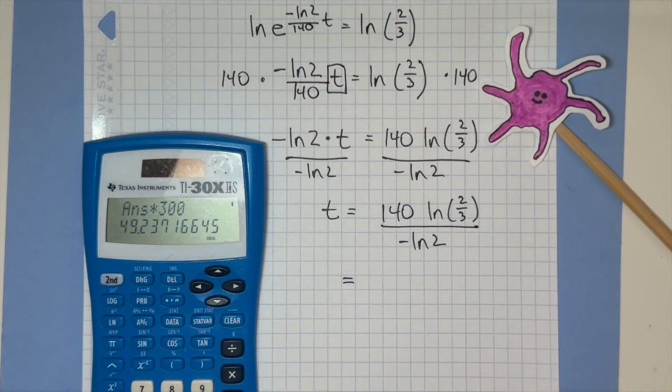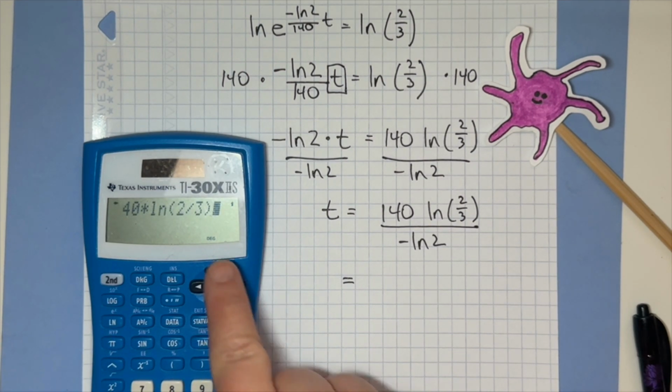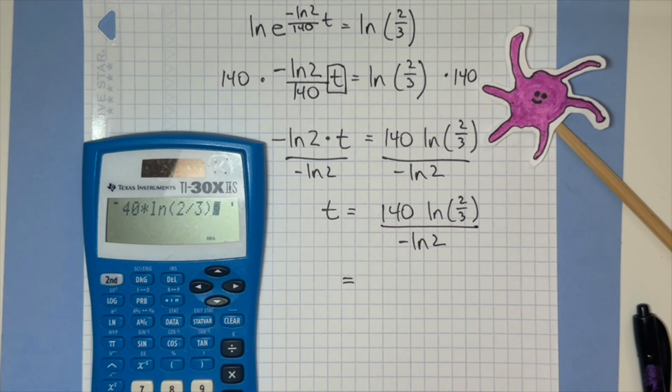So let's see what we see here. Clear this out. 140 times natural log of 2 divided by 3. See, I'm not entering 0.6. I'm entering the full expression. I'm going to let the calculator take control of how it's going to round things. That way, it will do a better job than I would just writing it down on the piece of paper. Okay, so I got that.